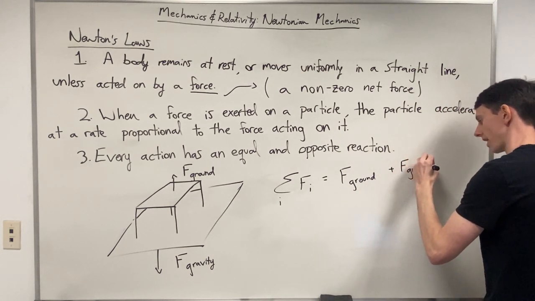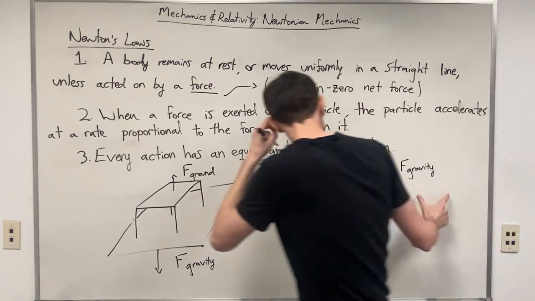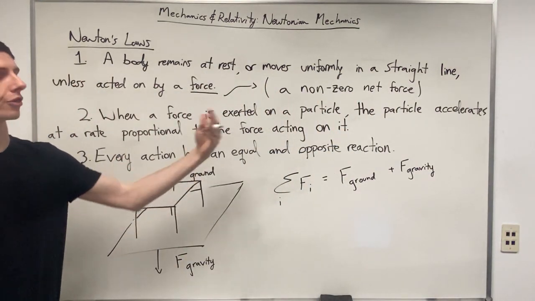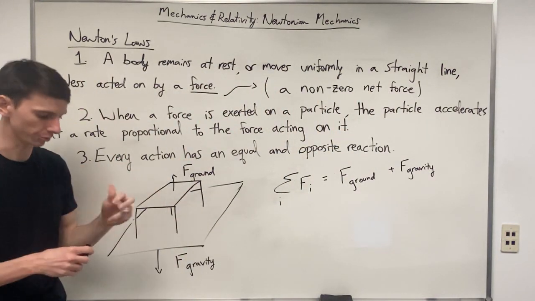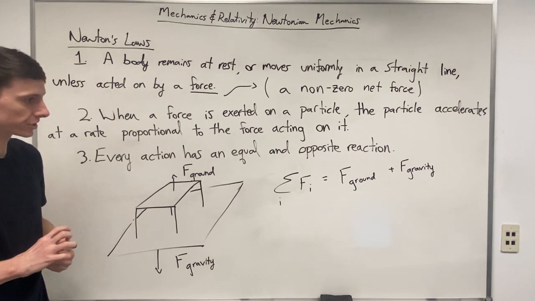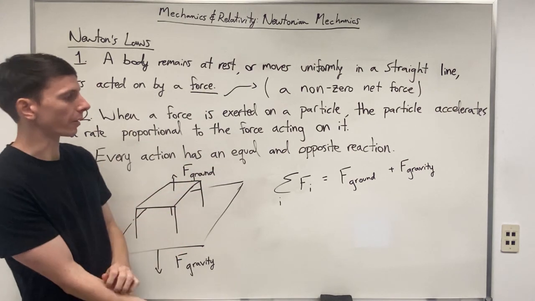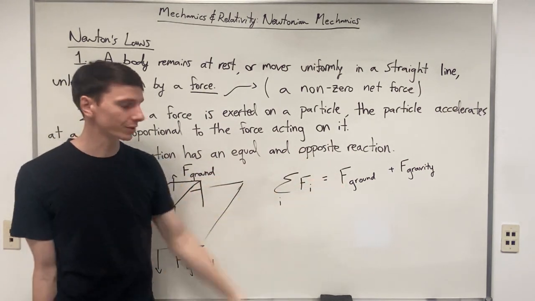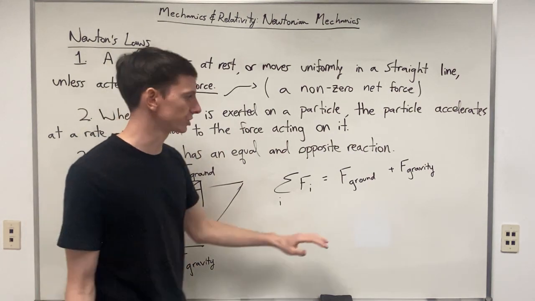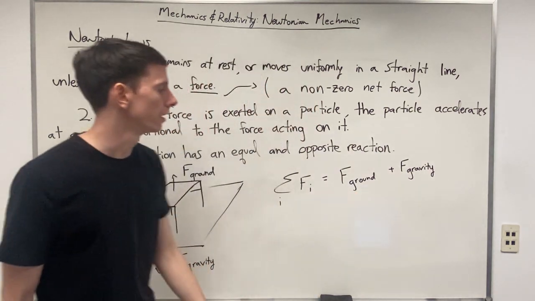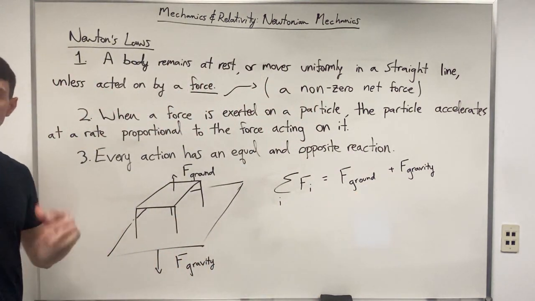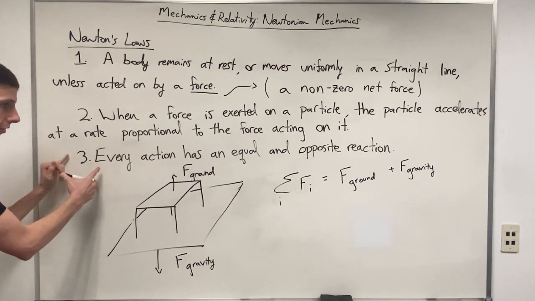So the force due to gravity. The sum of these two terms right here is what we call the net force acting on the table. Now, to understand how we could go about calculating this, we can actually come up with a numerical expression, even though we don't know the details of these two forces. The way that we can do that is by going to Newton's third law.